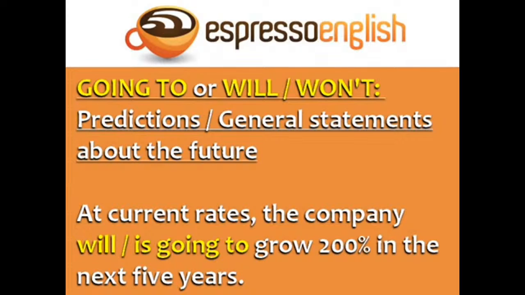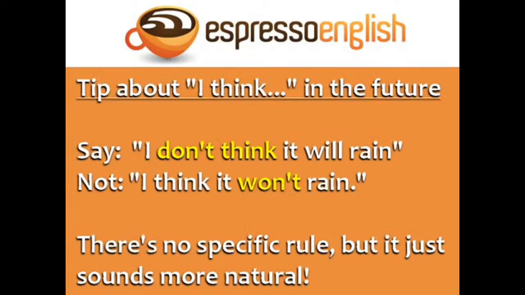One final tip about using the sentence I think when talking about the future. Say, I don't think it will rain, not I think it won't rain. There's no specific rule, but it just sounds more natural.